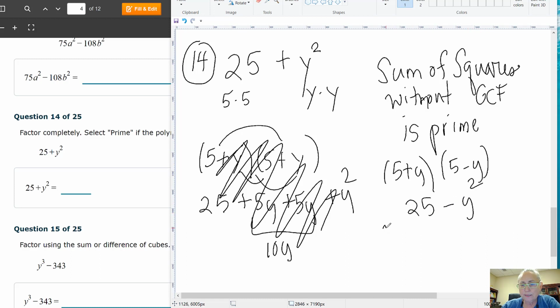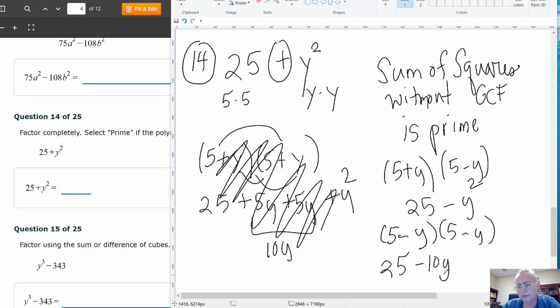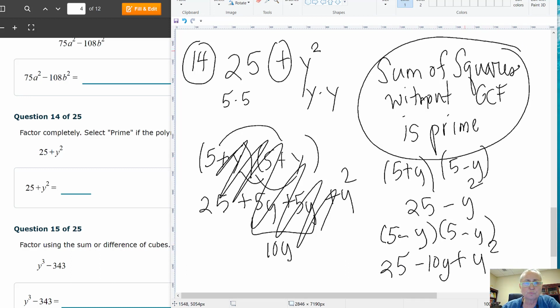And if I put 2 minuses, that's not going to work either, because look, this is a plus. There's no way 2 minuses is going to work in there. You're going to end up with 25 minus 10y plus y squared. So that's not it. So the sum of squares without a GCF is prime. So number 14 is easy. That is prime.